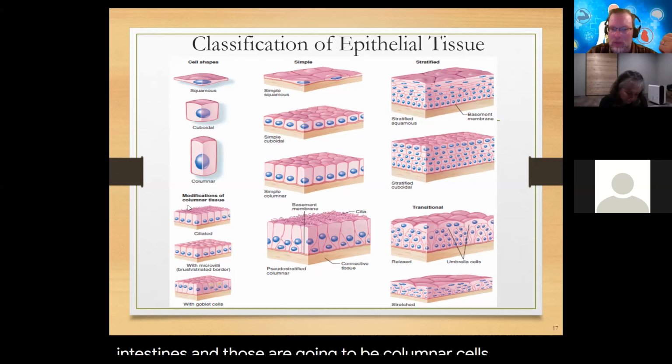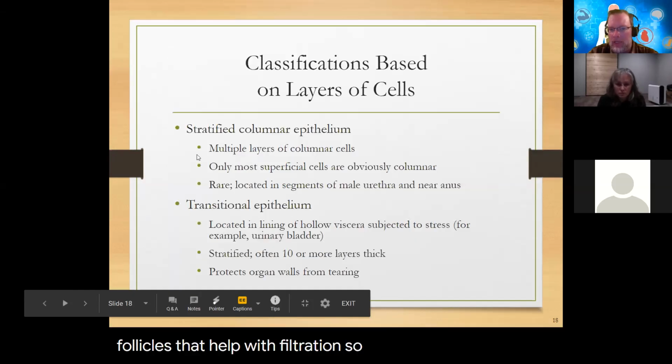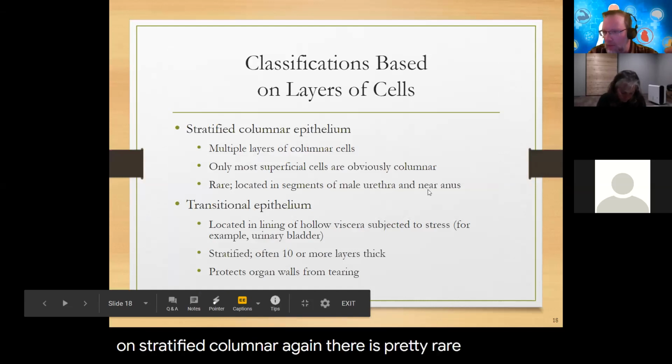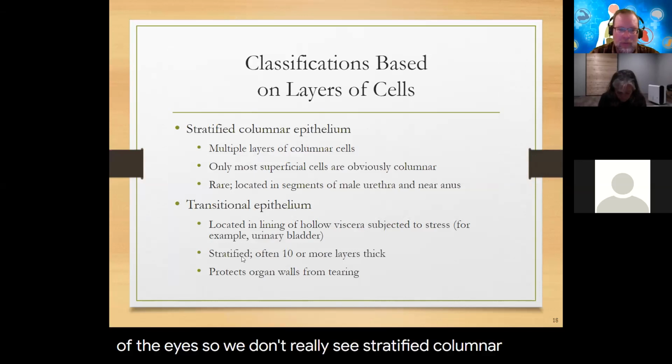And then lastly, we do see cilia. You can see them on both the pseudostratified columnar and the regular simple columnar. You'll recall from cells last week that cilia relate to tiny hairs that help with filtration. So anyway, a couple of items on stratified columnar. Again, it's pretty rare. The male urethra, as well as near the anus, as well as the conjunctiva of the eyes. So we don't really see stratified columnar very frequently.